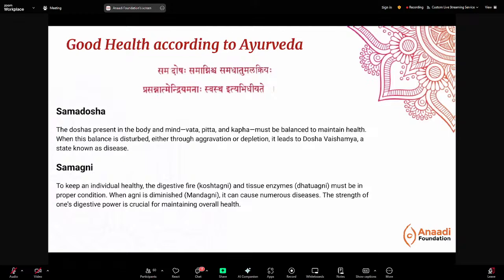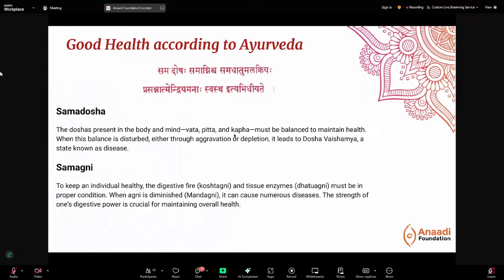Prasanna, the Atman, the Indriyas, the mind, and the various senses, the cognitive faculties should all have a pleasant feeling. So that is known as swastha, or good health according to Ayurveda. So samadosha, the doshas should be in balance. Sama agni, the agni should be balanced. Dhatu, the organs should work properly. Mala, the waste should be removed properly. Then the atman, the indriyas, the manas, everything should be happy and pleasant. That is called good health according to Ayurveda. It's a very holistic definition of good health.